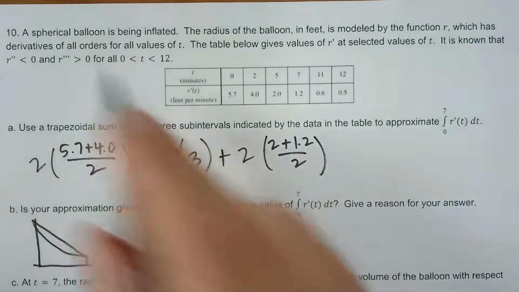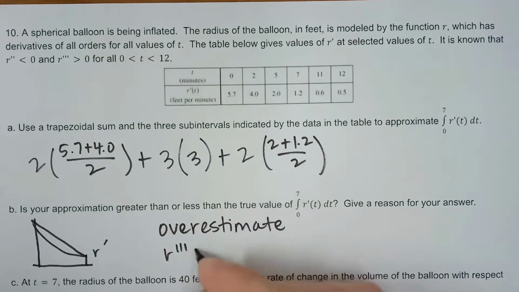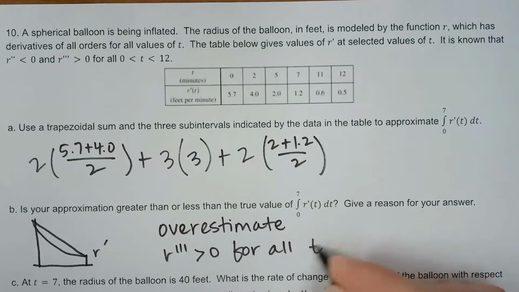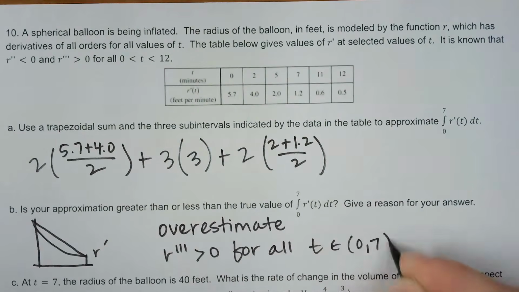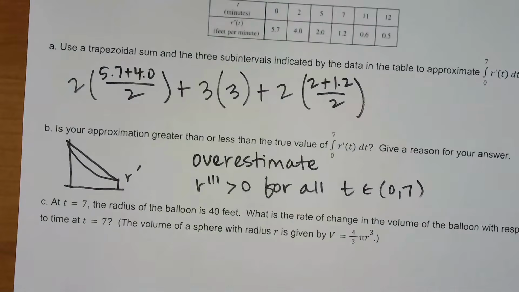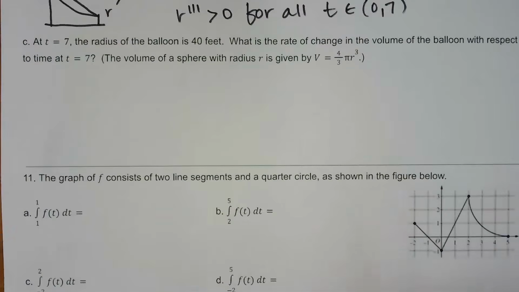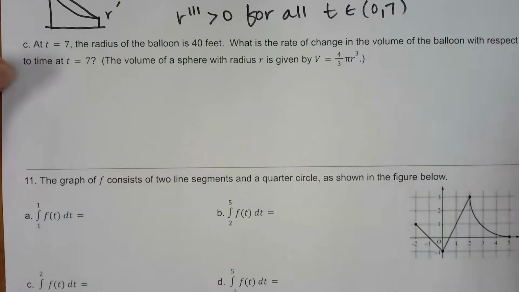The reason, though, is that we said that r triple prime is greater than 0 for all t in the interval 0 to 7. You could say 0 to 12, and that would also be true, but 0 to 7 is what we need. All right, and then at t equals 7, the radius of the balloon is 40 feet. What is the rate of change in the volume of the balloon?